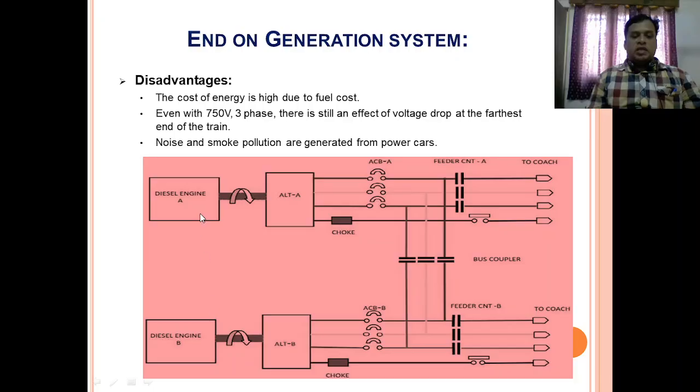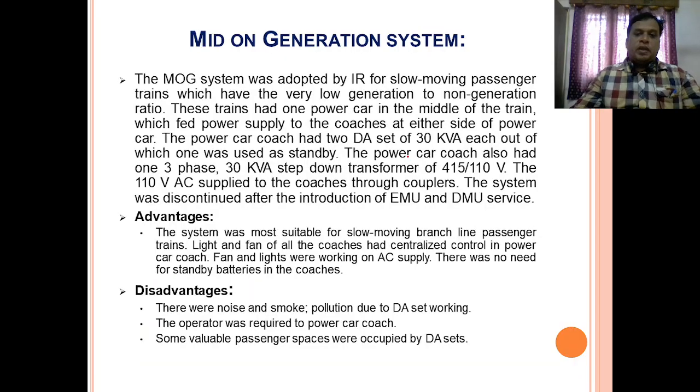If diesel engine A is operating, then by the bus coupler we link to the other side, diesel engine B, and whatever supply the coaches need is given from diesel engine A only. One is used as standby and the other is used for supplying the coaches.